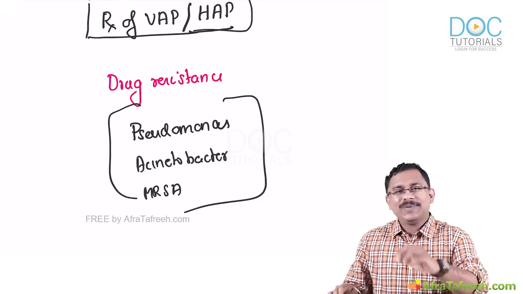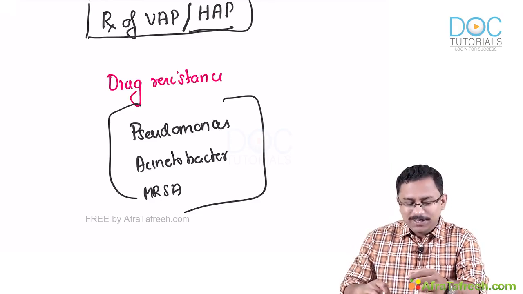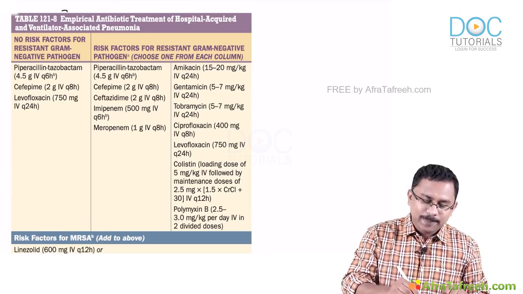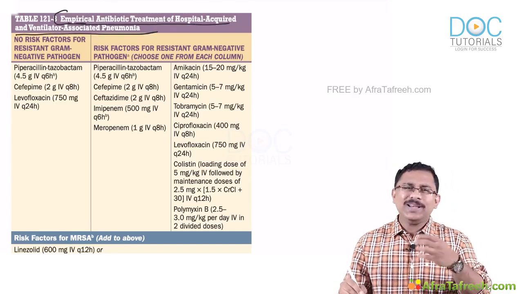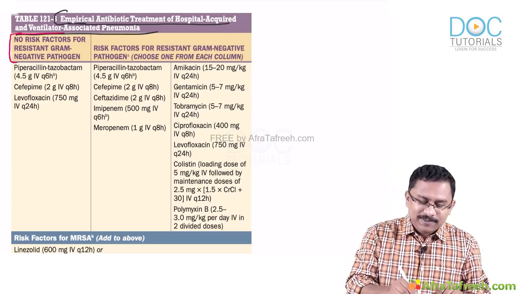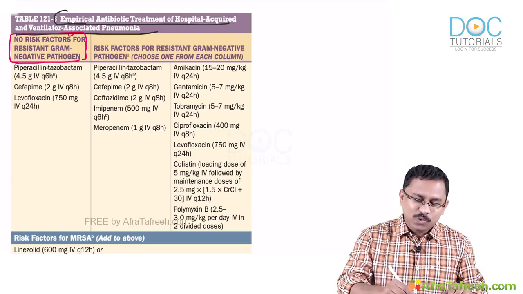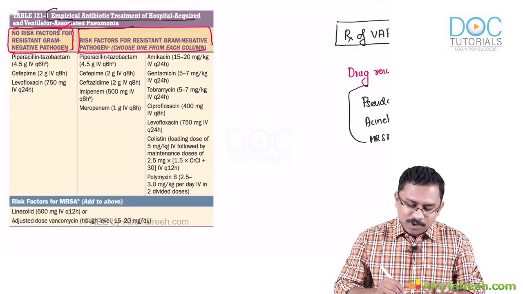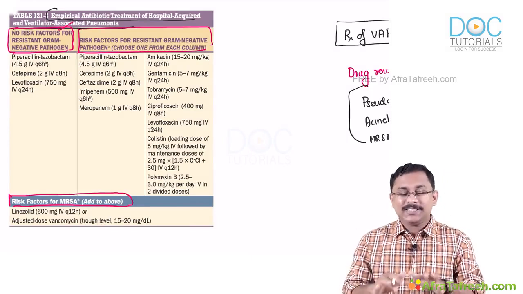Okay, so let's see how you are going to plan this antibiotic therapy in a VAP. I told you it depends upon the risk factors, and let's see this table from Harrison, which shows the empirical antibiotic treatment of HAP and VAP. It depends whether or not the patient has a risk factor for a gram-negative pathogen, or whether there are risk factors for MRSA. Okay, so that is the basis of selection.